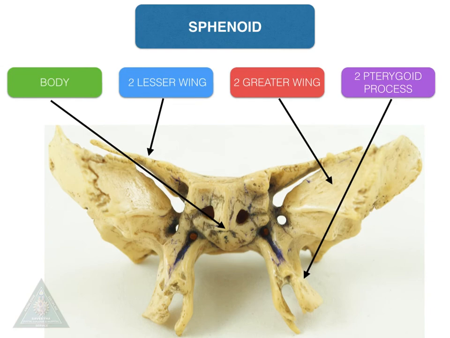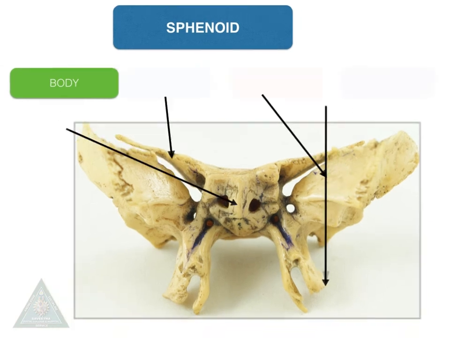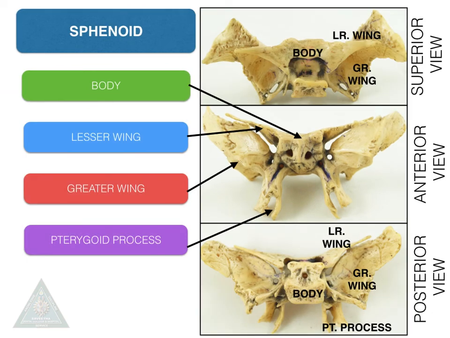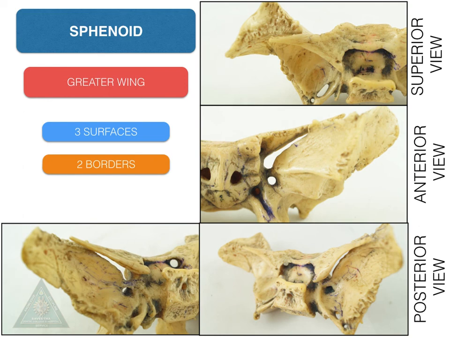The parts of the sphenoid are body, two lesser wings, two greater wings, and two pterygoid processes. This picture clearly shows the various views of the sphenoid and its parts. Moving on to the greater wing of sphenoid. The greater wing of sphenoid has got three surfaces and two borders.